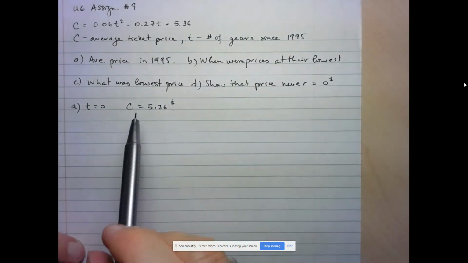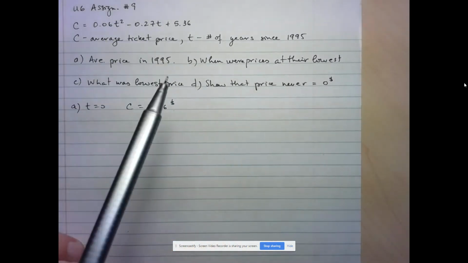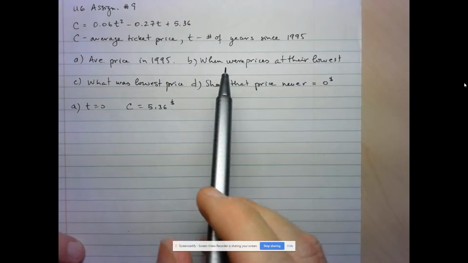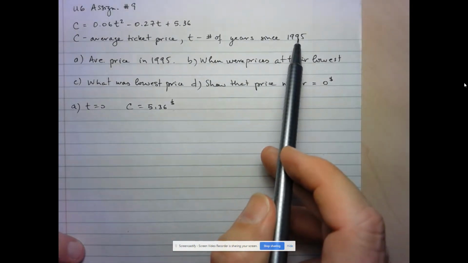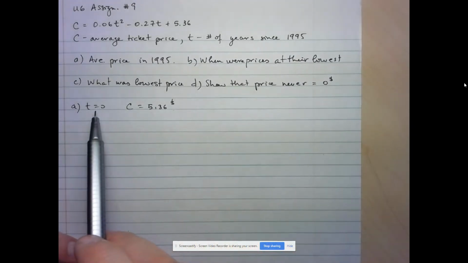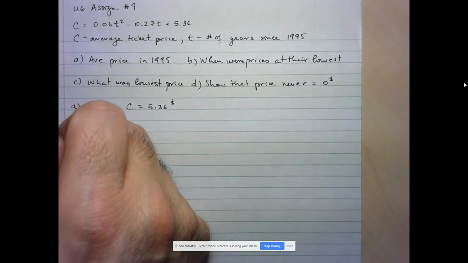So essentially they were asking us for the y-intercept of this function without necessarily saying so. We have to keep in mind that this t value represents the number of years since 1995. So in 1995, no years have passed. That's why t is equal to 0. All right, so let's go to part B.